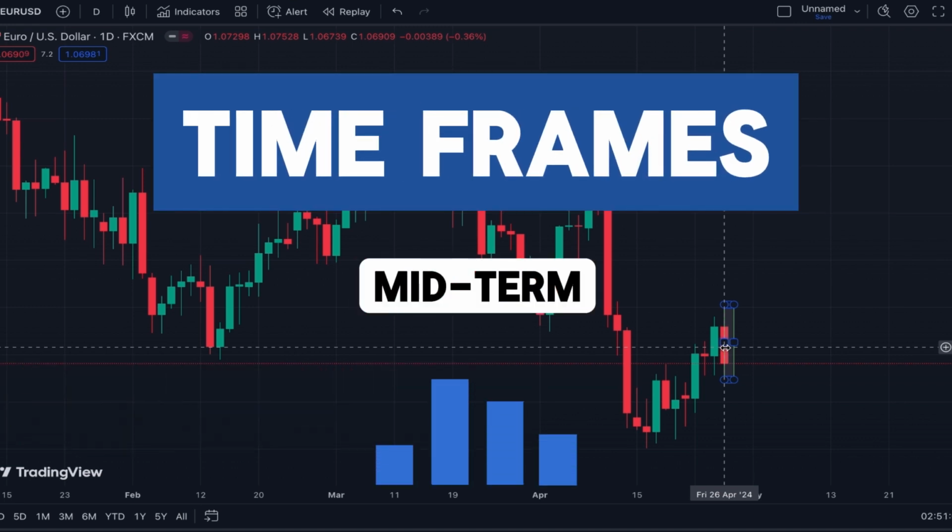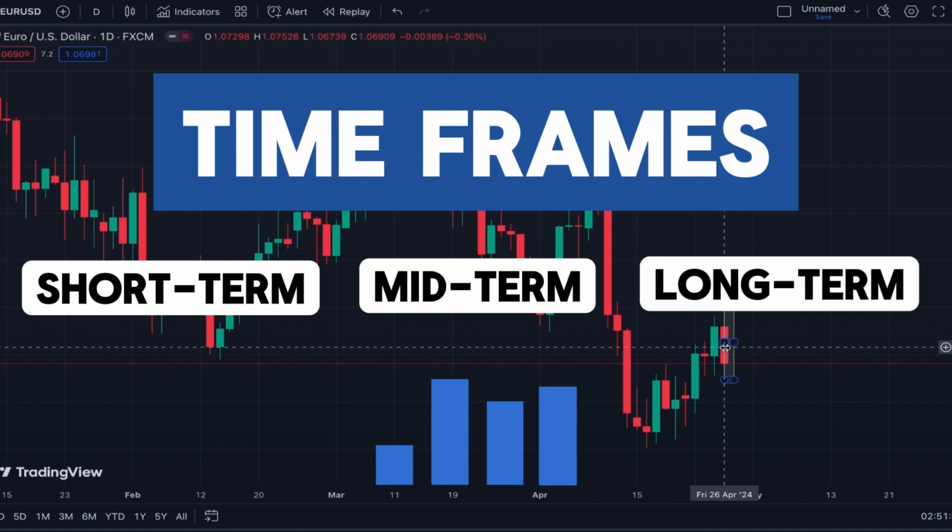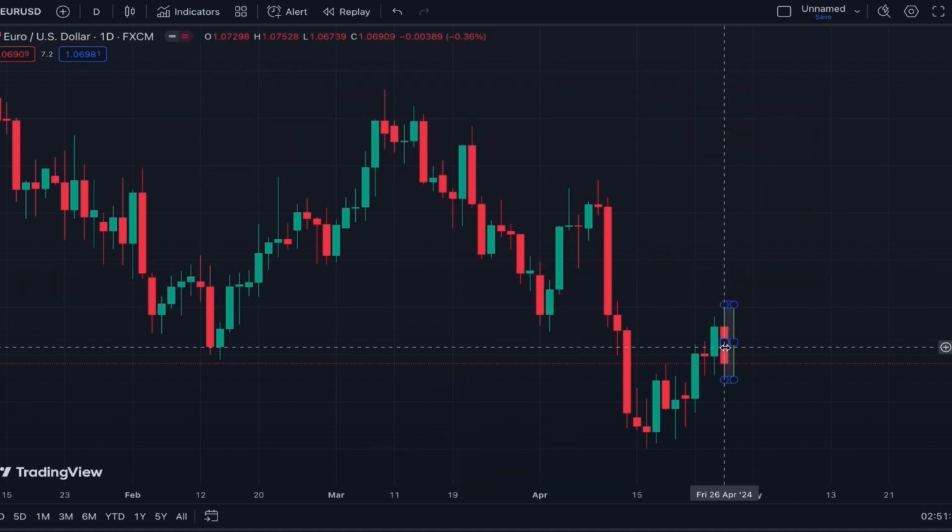Basically, one is your medium term time frame, one short term time frame, and one long term time frame. Let me give you an example so you can better understand it. First, we start with medium term time frame. This time frame should be matched with your trading style and also your trading strategy.